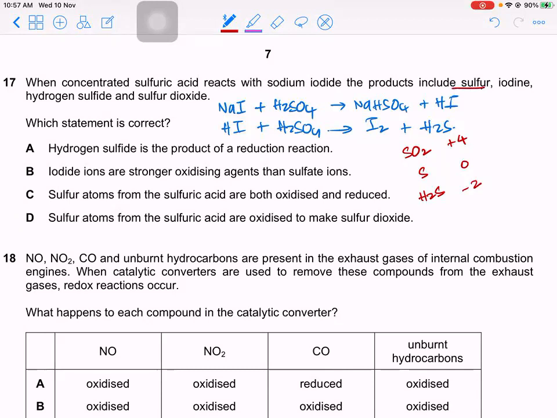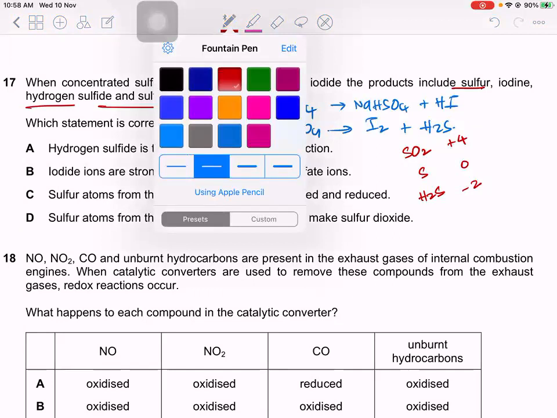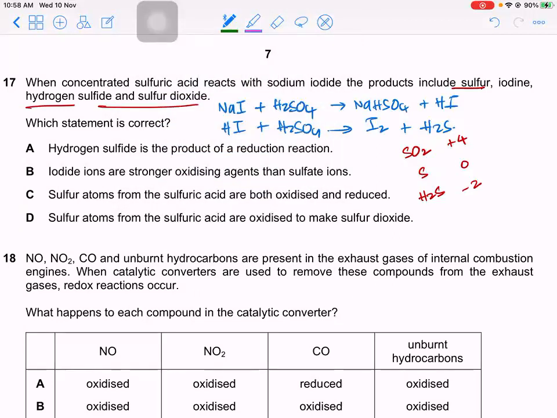Now they're saying it includes sulfur, iodine, hydrogen sulfide, and sulfur dioxide. Exactly what I told you. Which statement is correct? Hydrogen sulfide is a product of a reduction reaction. So initially you had H2SO4 and then you are getting H2S. What is sulfur here? The oxidation state is -2. What is sulfur here? It is +6. What is happening? From +6 to -2, is it oxidation or reduction? Reduction. The answer therefore is A. That is true.